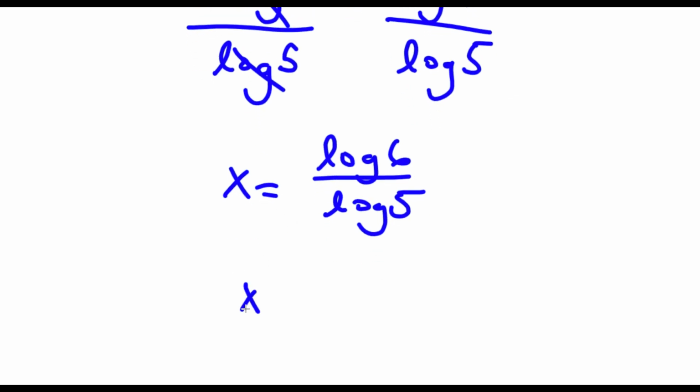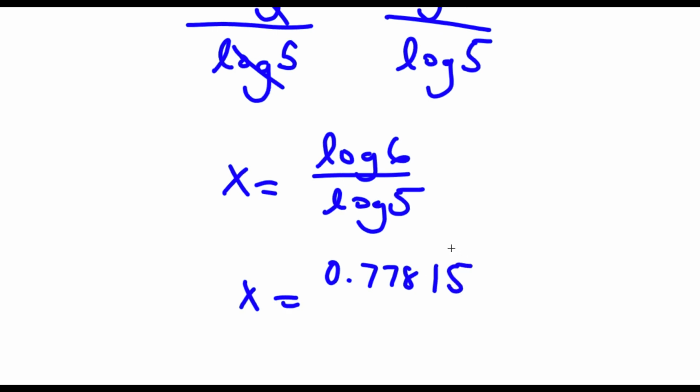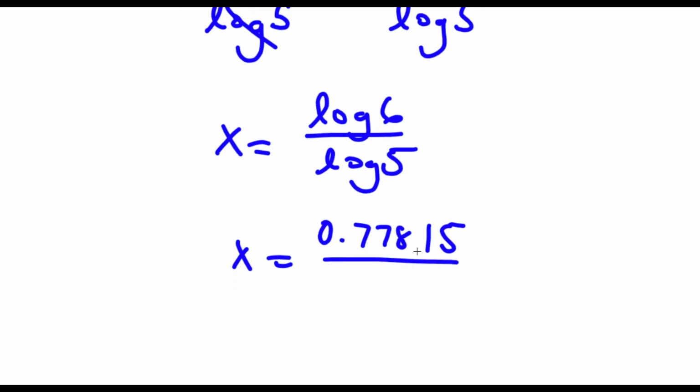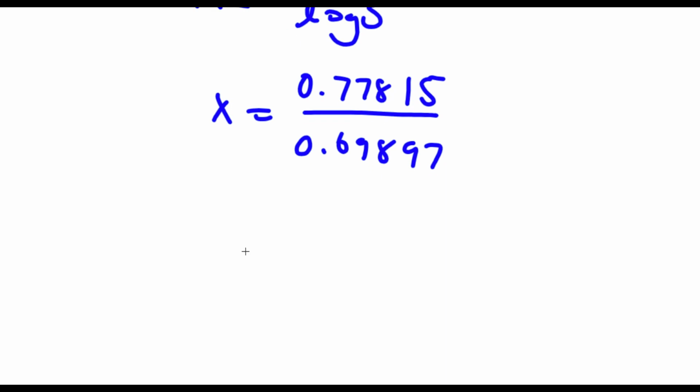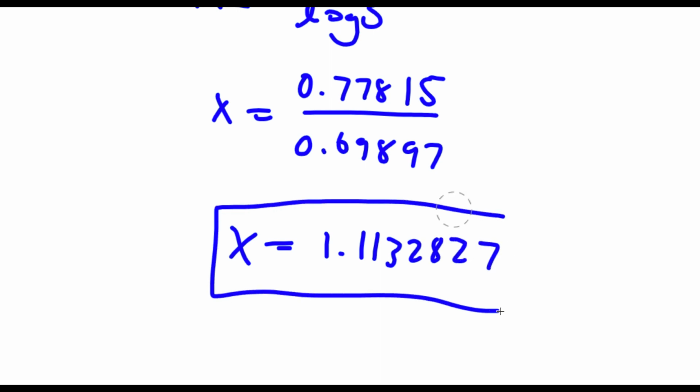Now log 6, this is equal to 0.7781. And log 5, this is equal to 0.69897. So now if I divide these two, I get 1.113287. So this is my answer.